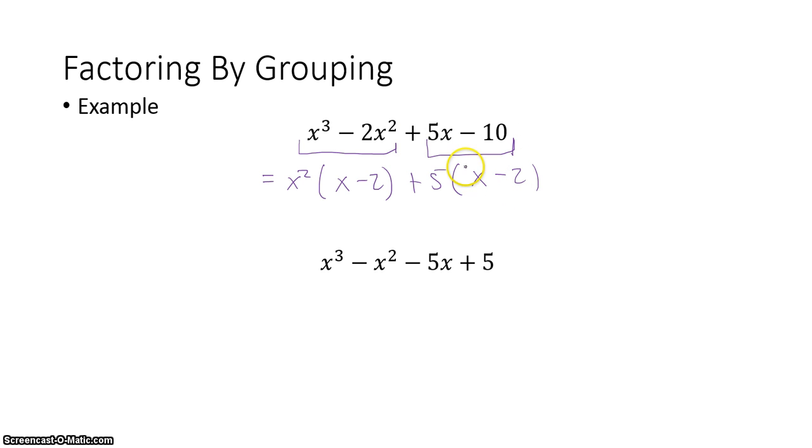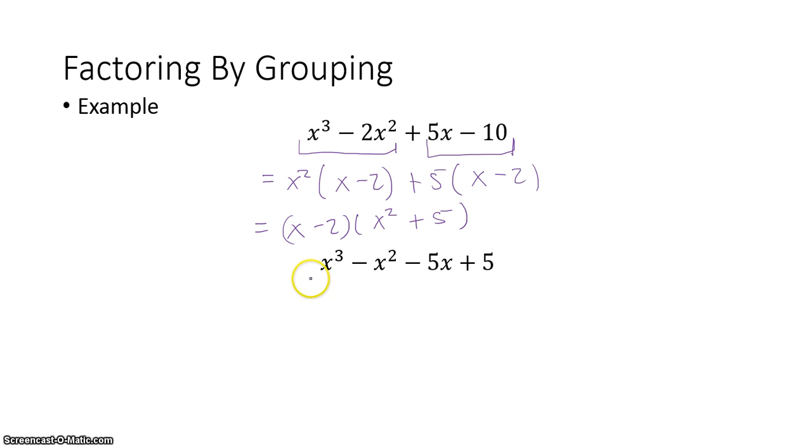Now, once I've done this factoring by grouping, notice that I've actually gotten a common term between these two. So I can factor out the x minus 2 in front. And again, this would be a GCF, because I have a greatest common factor of x minus 2 for each of these two terms. When I factor that out, what I'm left with is x squared plus 5.